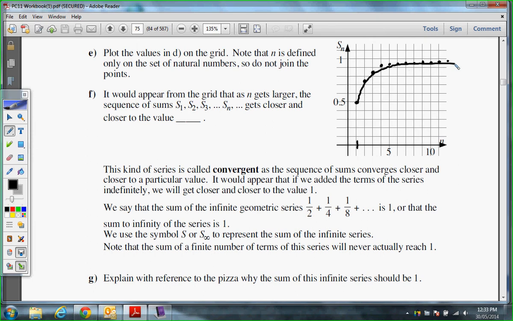Okay, and S1, S2, S3, all these numbers get close to the value of 1. Okay, and this is key for today. This type of relationship is called a convergent graph. Okay, it's converging to a number. It's flattening out at a number. It can't get to it, but it's getting really, really close to it.